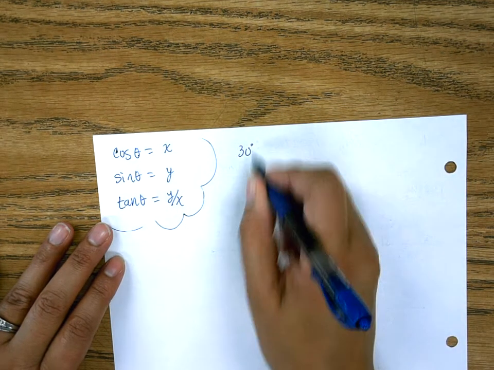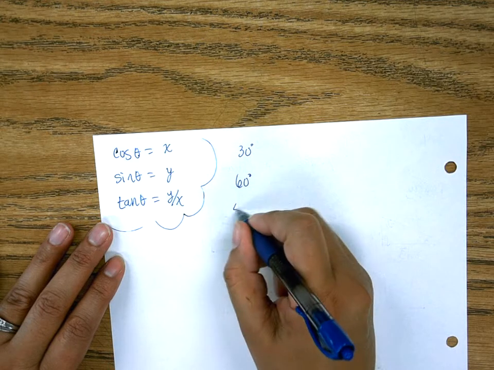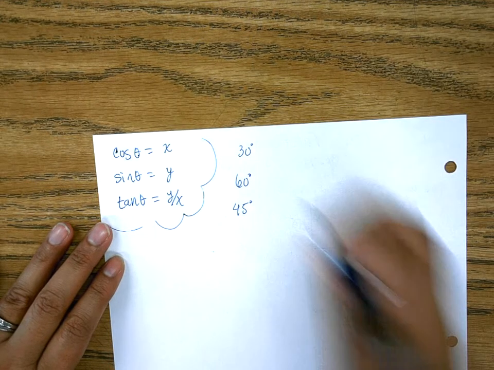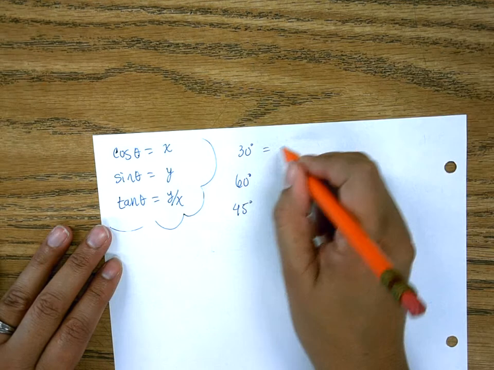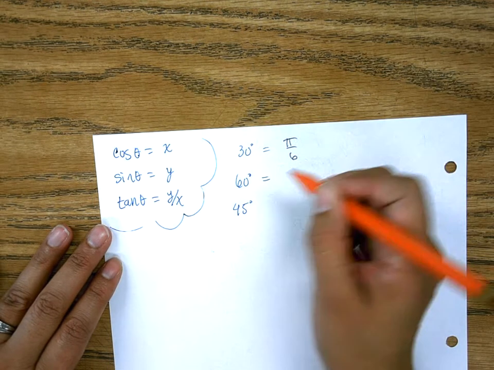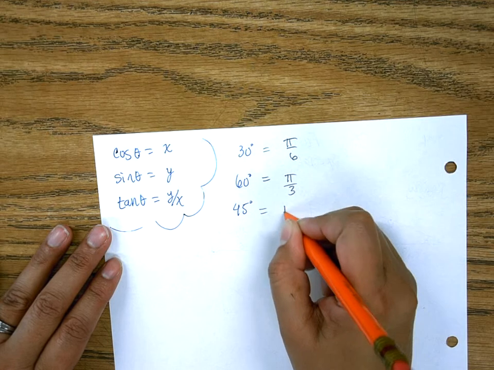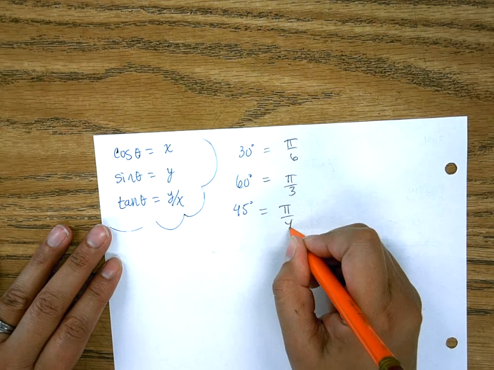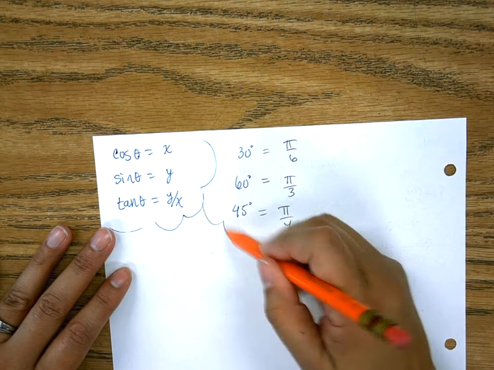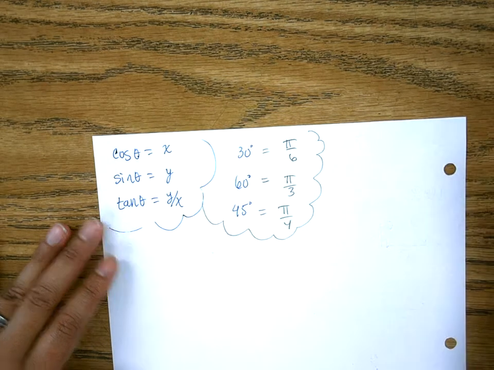Other stuff you should know from last year that we're going to use a lot of: 30 degrees, 60 degrees, 45 degrees. 30 degrees always equals pi over 6. 60 degrees is always pi over 3. And 45 is always pi over 4.